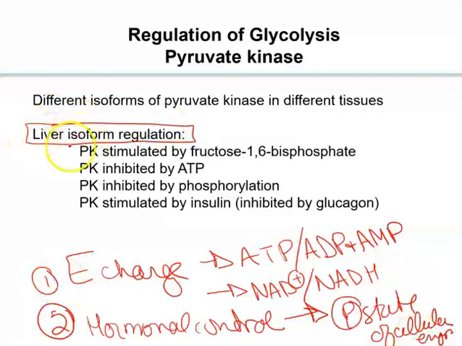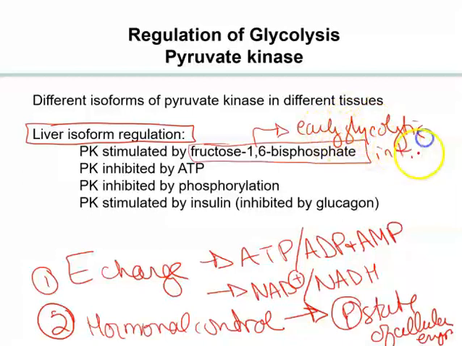Regulation of pyruvate kinase is greatest on the liver isoform of pyruvate kinase. So pyruvate kinase activity is stimulated by fructose 1,6-bisphosphate. Fructose 1,6-bisphosphate is an early glycolytic intermediate. And now you know that that is formed by phosphofructokinase 1. Fructose 1,6-bisphosphate activates pyruvate kinase by feed forward activation.